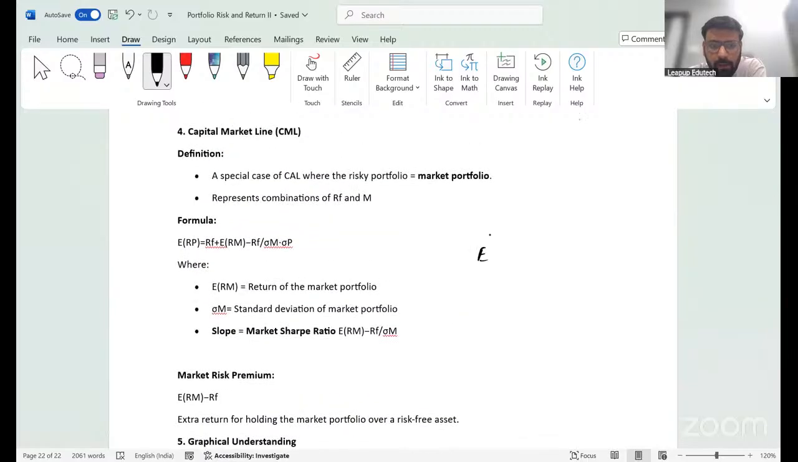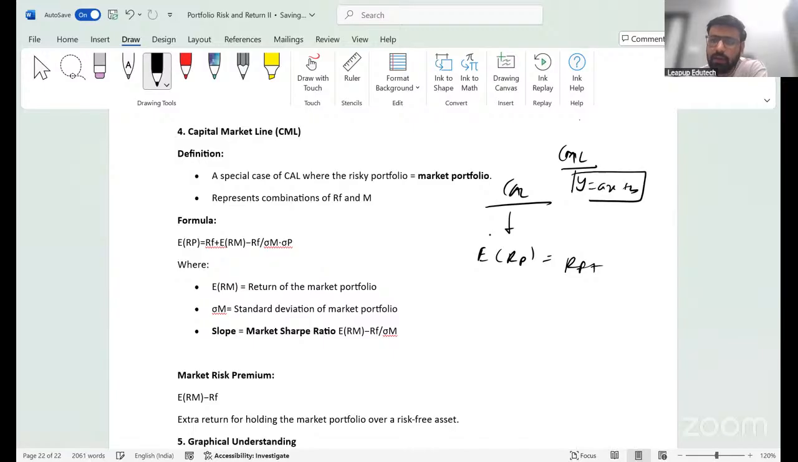An equation is all we are talking about, sir. In case of CAL, the equation is going to be the expected return on the portfolio is the risk-free rate. The equation of CML is going to be the same, sir. What is the difference? It is going to be y is equal to ax plus b, the simple equation of a line. This is going to be the y-intercept, the risk-free rate.